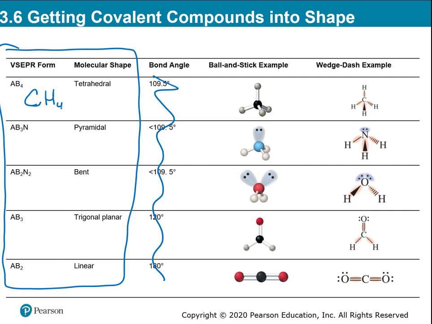Then going down, CH2O, carbon with 3 groups connected, is a double bond and 2 single bonds, and that's always going to be trigonal planar. And then the last one, carbon with 2 bonded groups like CO2 will always be linear. Notice that there's no N where carbon is concerned. There's no non-bonding electrons on the carbon, but nitrogen has 1 non-bonding pair.